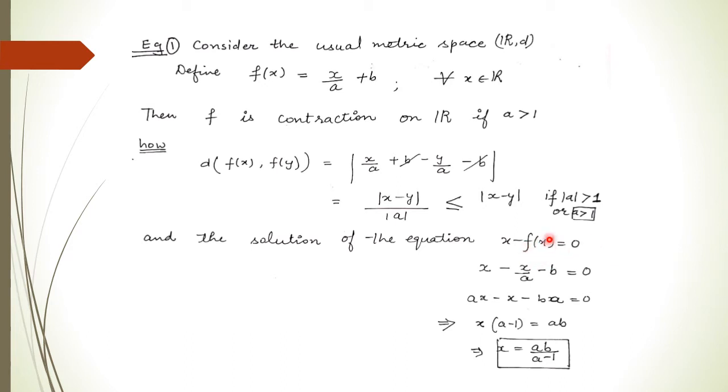Now substitute the value of f of x over here. This is x by a plus b. Simplify this, and we get the value of x. This is ab upon a minus 1. Here a and b are both constants, provided a is greater than 1, so a minus 1 cannot be 0. So clearly this number exists, and this is a fixed point of this function.